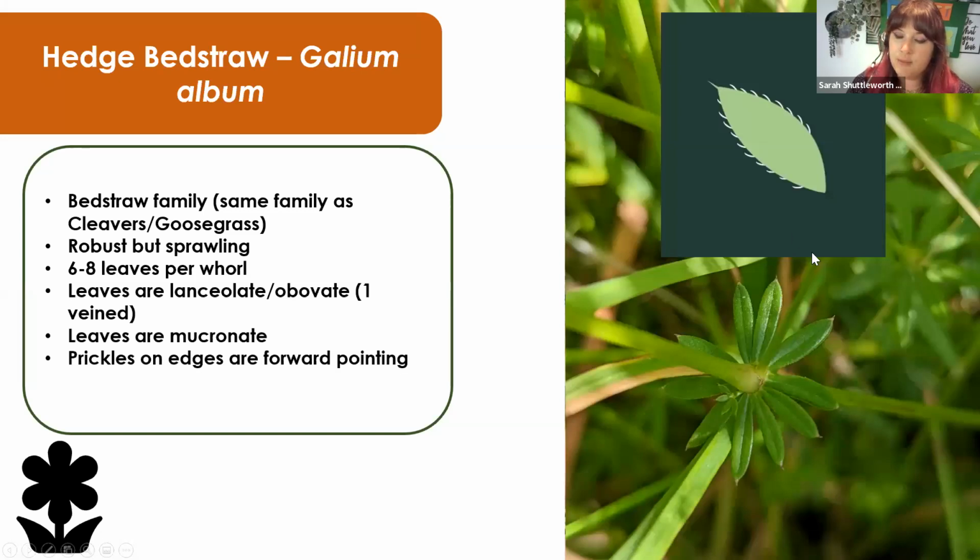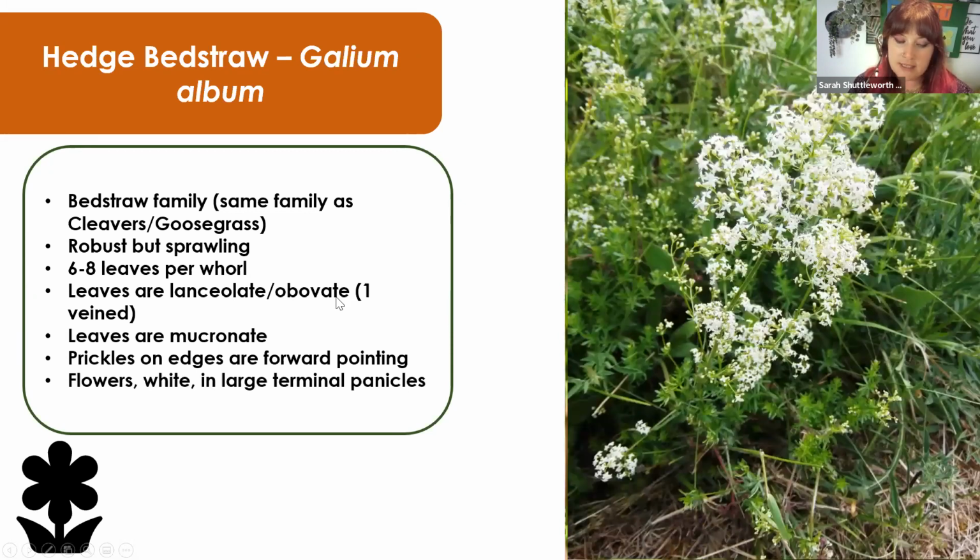Now, this is quite useful as well, especially with the other bedstraws in the family. The prickles on the edges are forward pointing, so it's quite hard to show you without the use of a hand lens, but I've just done a quick illustration to show you exactly what that's referring to. And it just means that there's little prickles along the edges of the leaves, and they are forward pointing. And the flowers are white, so unlike that of lady's bedstraw, with which it could be confused in some circumstances. But they are white and in these large terminal panicles where they're arranged spirally around the top.